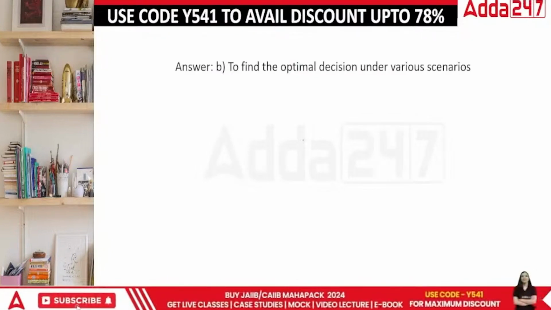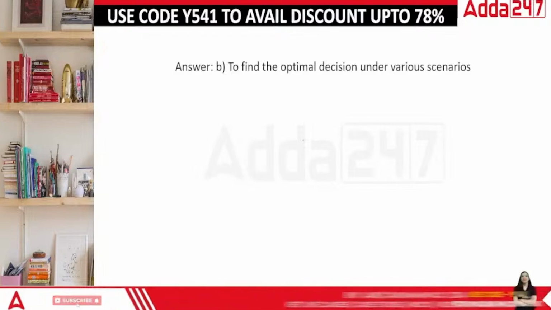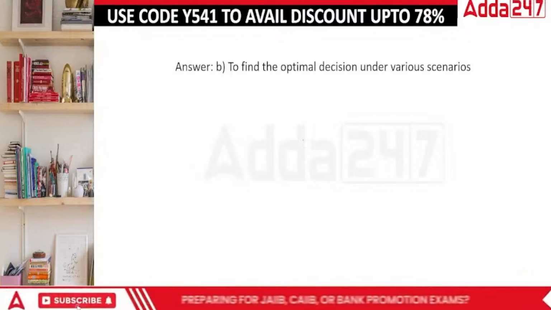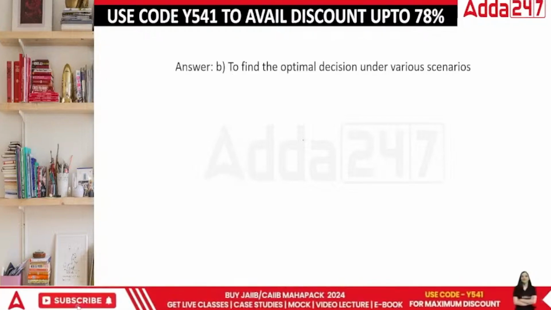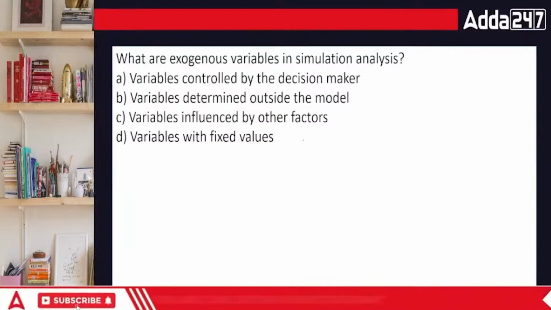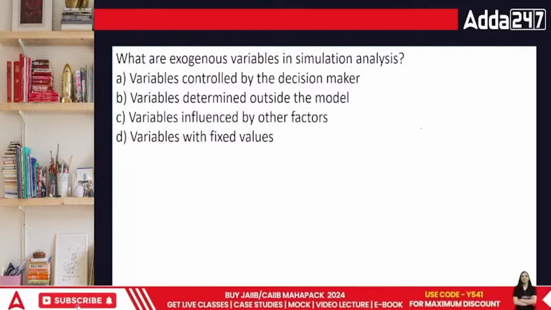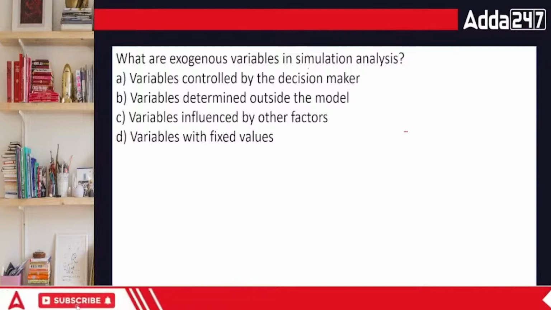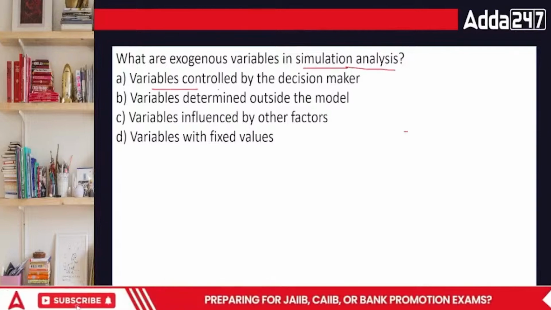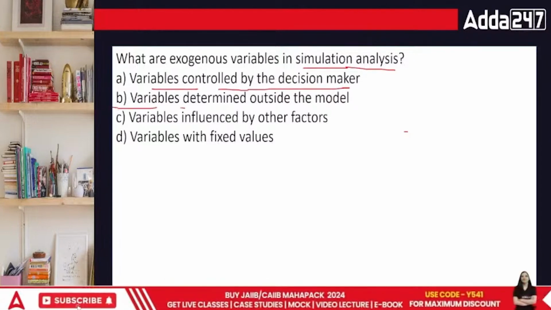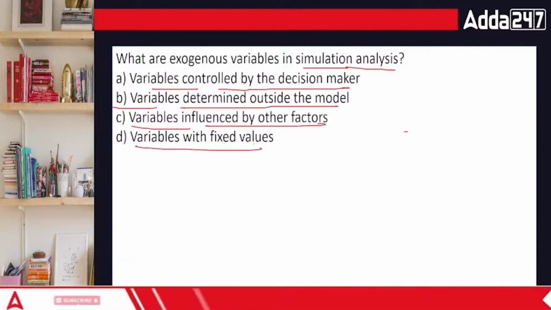What if one thing, another thing, multiple things are being affected? What are exogenous variables in simulation analysis? A variable controlled by the decision maker, a variable determined outside the model, a variable influenced by other factors, or a variable with fixed values.